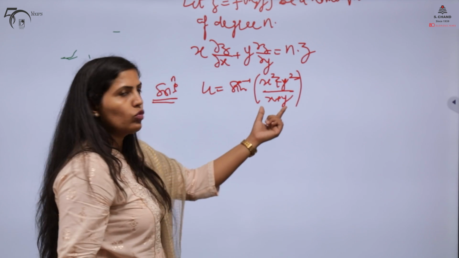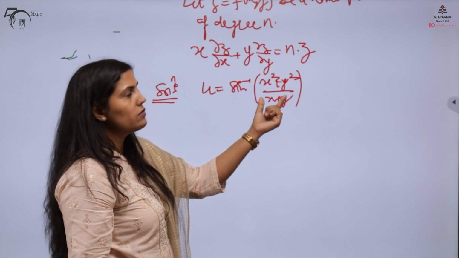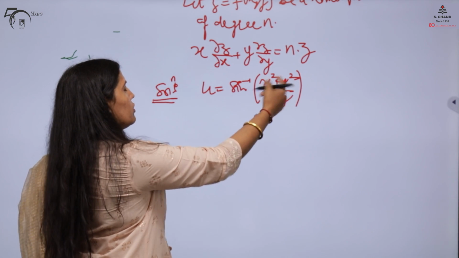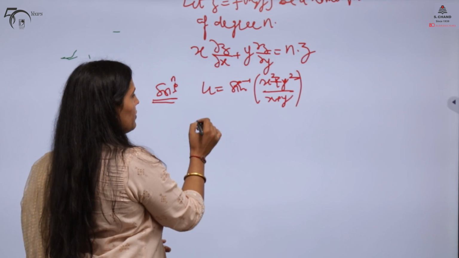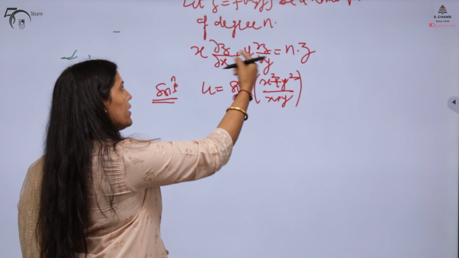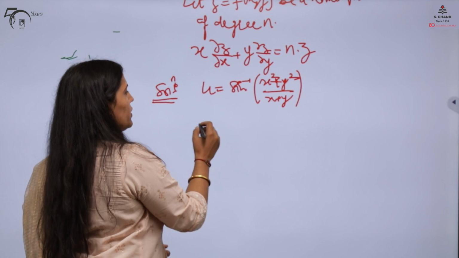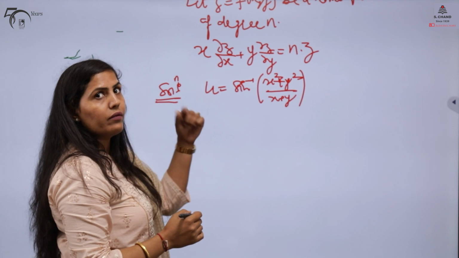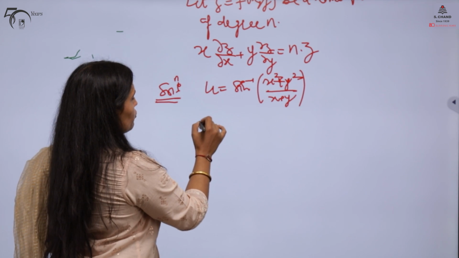If you see this question, this is not homogeneous. It is not homogeneous. This is sine inverse of something. So it is not homogeneous. I'll be making it homogeneous, because my expression says that I can solve this question by Euler's theorem only. It means I have to have a homogeneous function in the question.